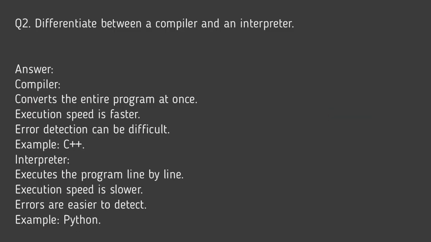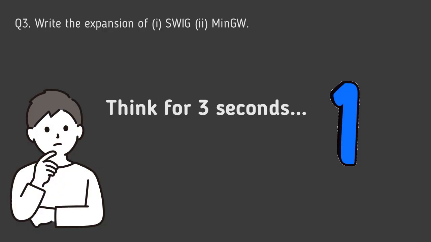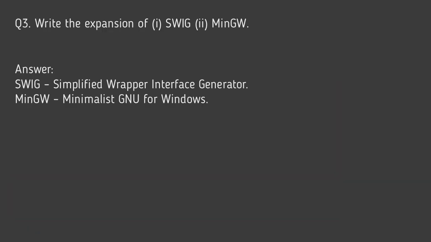A compiler converts the whole program at once and runs faster. An interpreter executes code line by line and is generally slower. SWIG stands for Simplified Wrapper Interface Generator. MinGW means minimalist GNU for Windows.